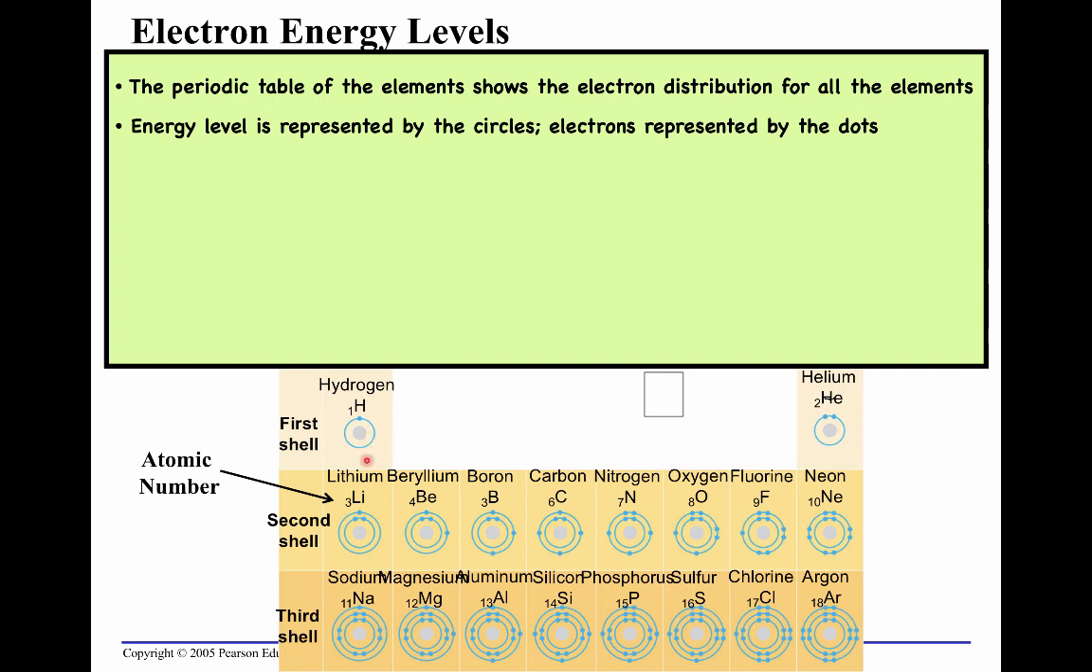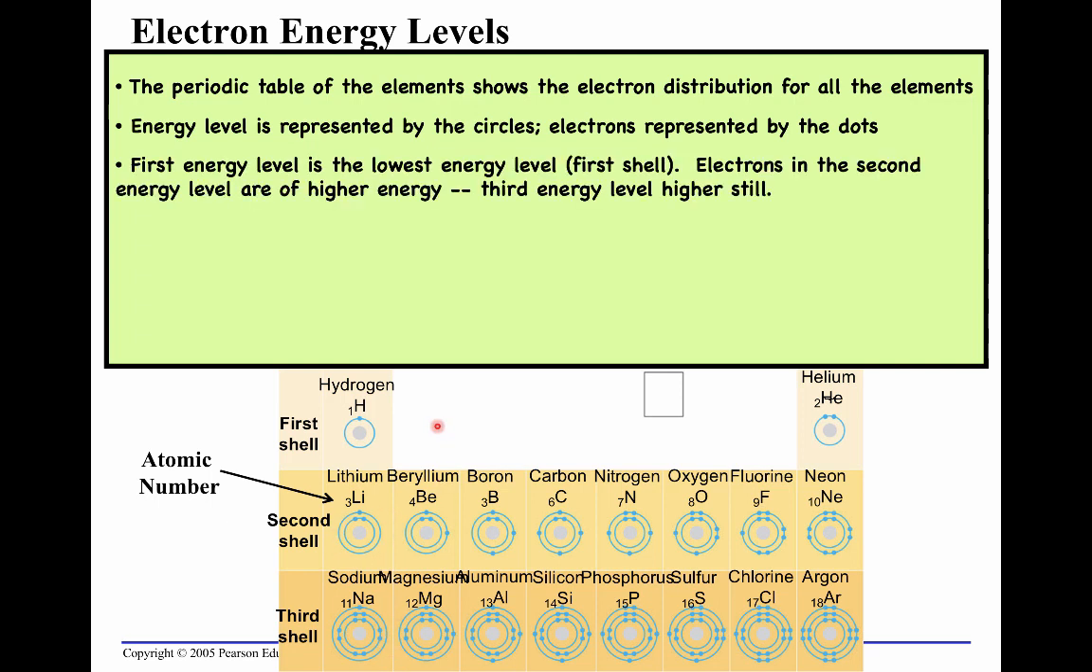And so in these diagrams within this version of the periodic table, each energy level is defined by this circle. So in the first row, we have 1 energy level. Second row, we have 2 energy levels. Third row, we have 3 energy levels. So the first energy level is the lowest energy level.